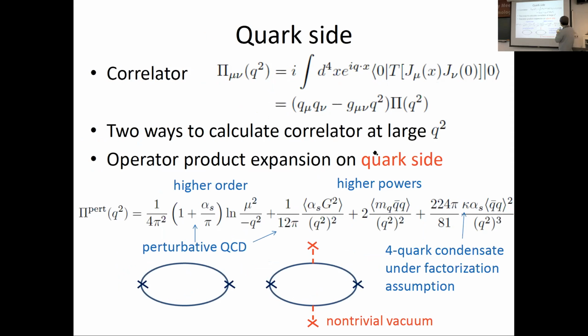Because this is the four-quark condensate, you should have the average of the product of q-bar q squared, but now you just parameterize the four-quark condensate in terms of the diquark condensate. So you have some mismatch, and this mismatch is compensated by kappa. You can see that kappa just represents the strength of the quark condensate. So this is the standard OPE, the perturbative piece and the higher power contributions. This is the quark side.